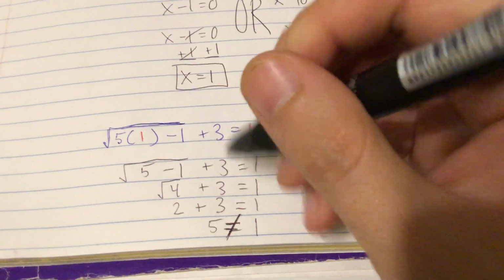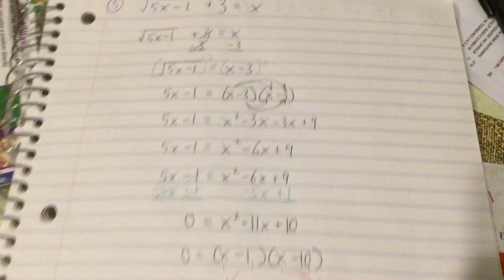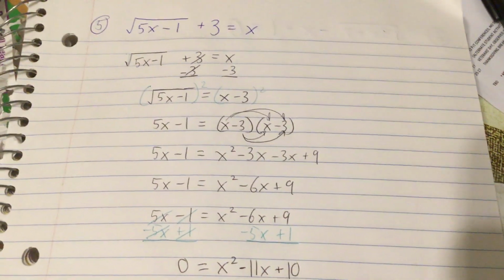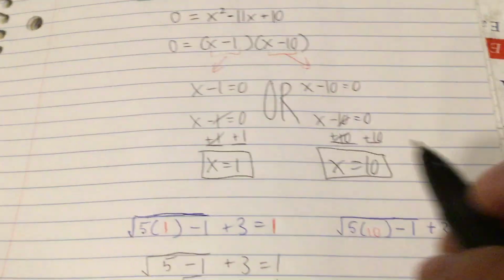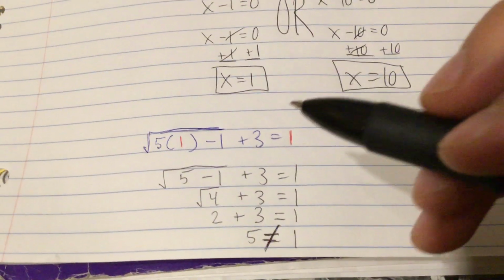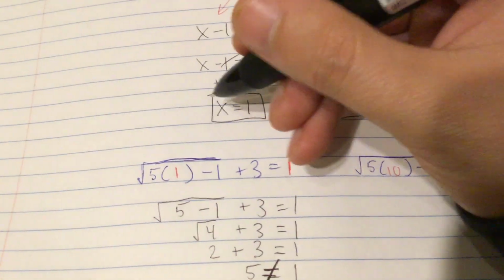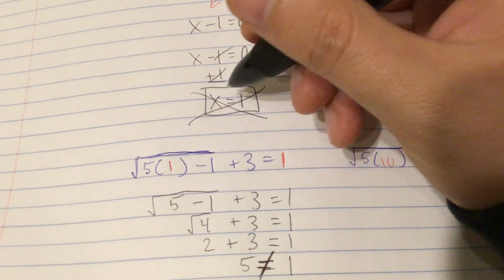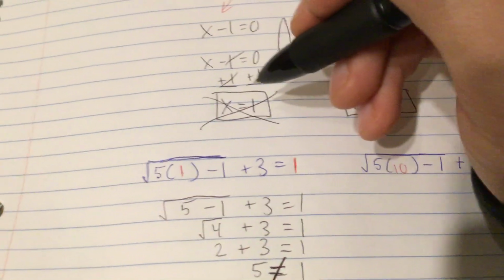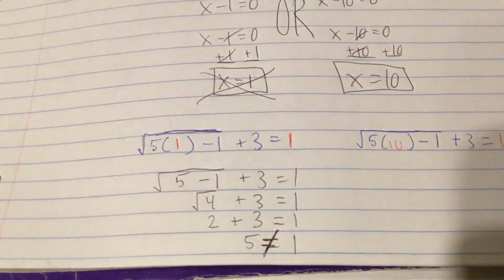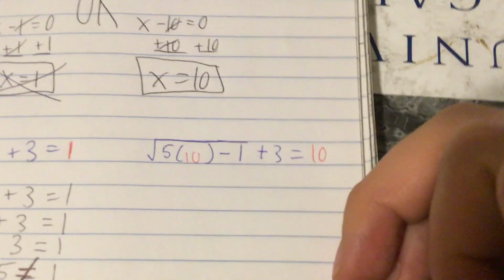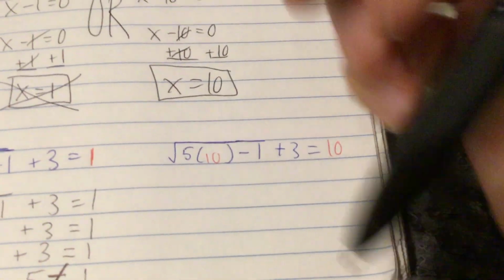So what does that tell me? I did everything right. I followed all the rules, and x equals 1 should be a solution, but I checked my work and it's not. So therefore, x equals 1 is already a bogus solution. Did everything right, checked it, doesn't work. Let's try x equals 10 now.